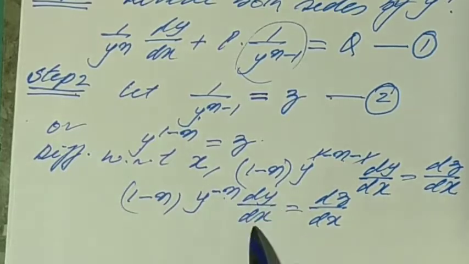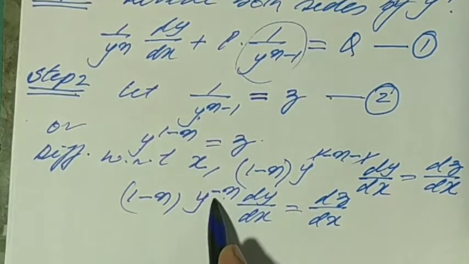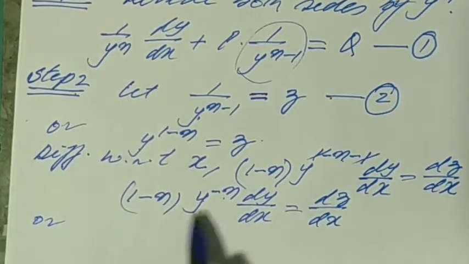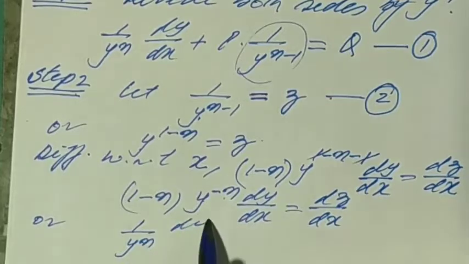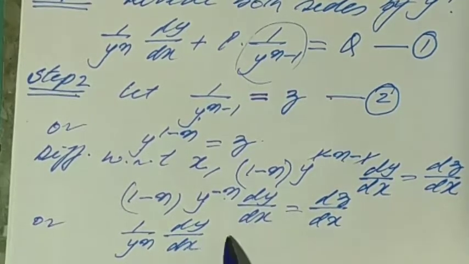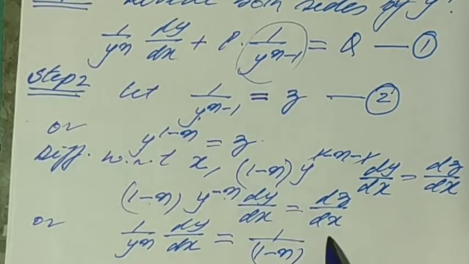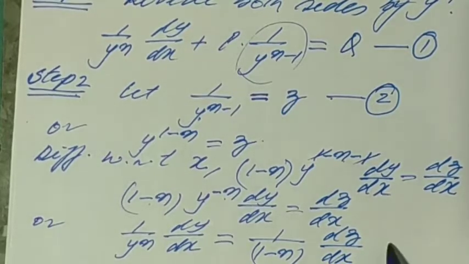Now we have to transpose 1 minus n to the right hand side. We get y raised to the power minus n dy/dx, and obviously y raised to the power minus n may also be written as 1/y^n. So simply we may write it as 1/y^n dy/dx is equal to, transposing this expression, 1/(1 minus n) dz/dx. Let it be equation number 3.